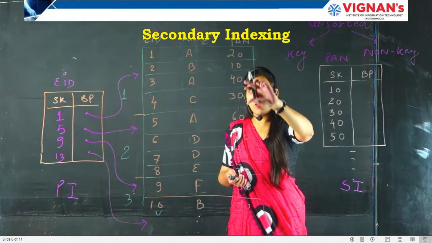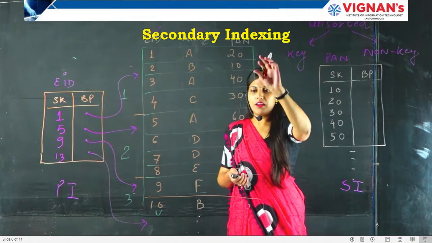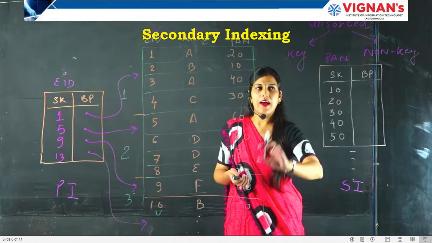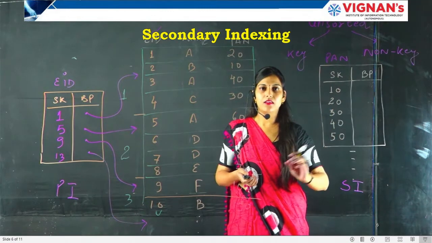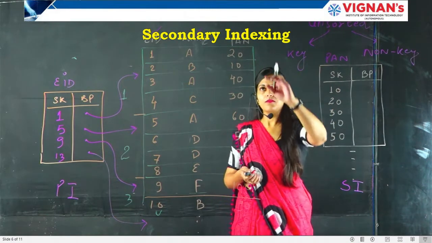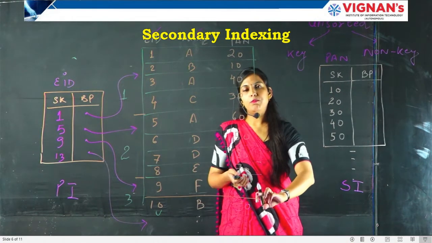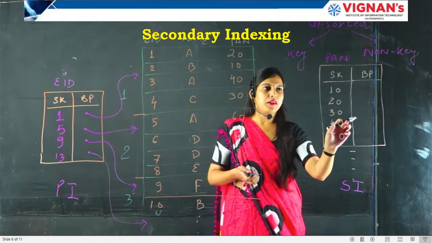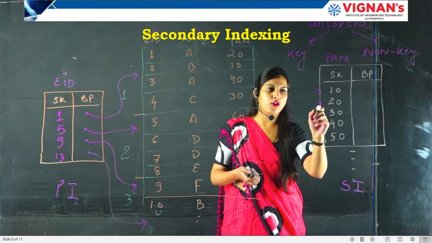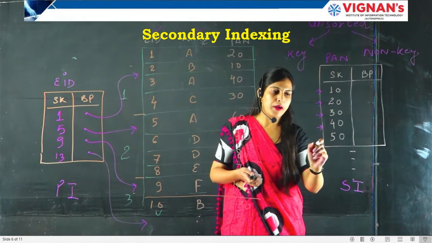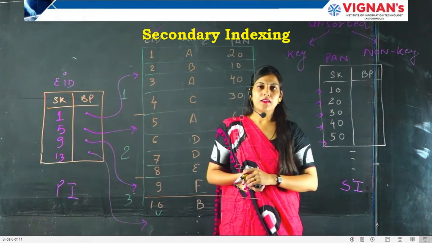Now I will sort the PAN numbers, and based on the sorted PAN numbers I will make my entries in the index table. So here I have PAN numbers for each employee. I kept an individual entry for all the employees in my secondary index table also.